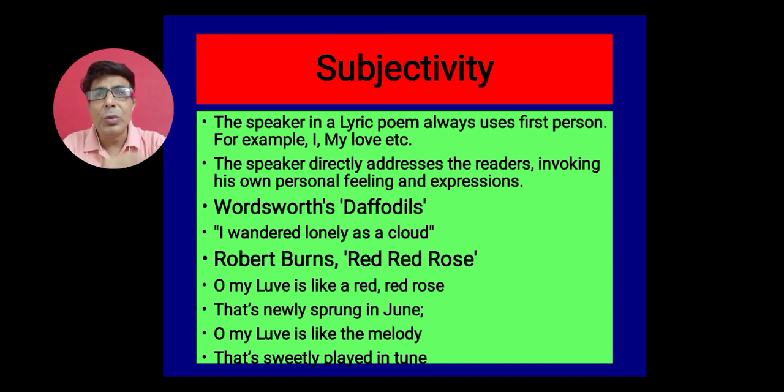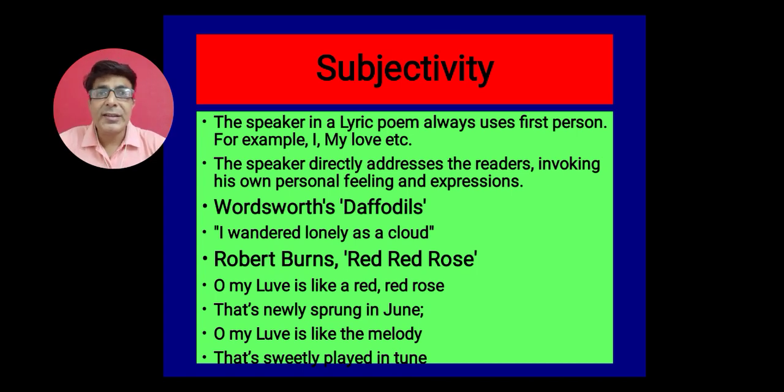Let's have a look at some of the important poems in which you find subjectivity. The same example which we discussed earlier, Daffodils. In this poem, the poet expresses his own grief. He says, I wandered lonely as a cloud. The poet is talking about his loneliness. Okay, subjectivity. In the same manner, there is another important poet of English literature, Robert Burns.